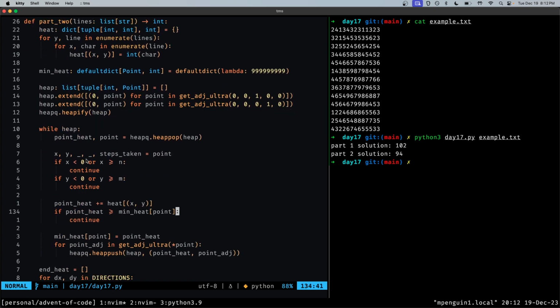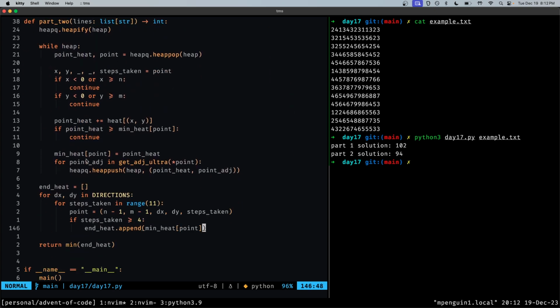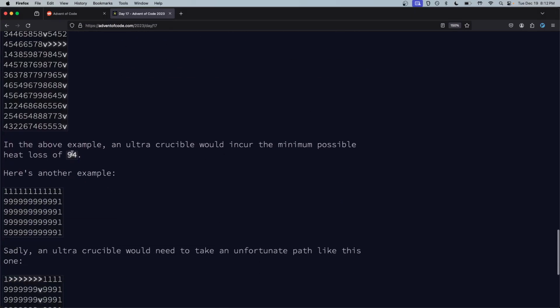Yeah, the only other point that should be addressed is that in this case, we actually need to run the search until it's exhausted instead of breaking out once we hit the final point, because we actually can sometimes get to the final point with a lower heat later. So basically, this code is there to do that. Running this on the example, we see we get 94, which is indeed correct.